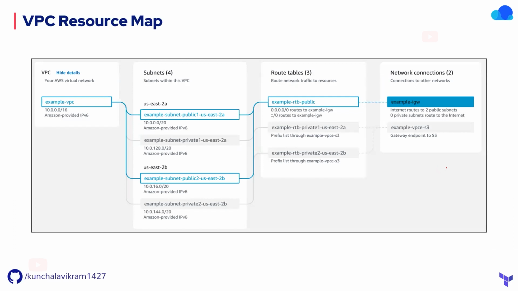Now this is the VPC resource map. This VPC resource map will show you all the resources that are connected to this VPC. If you have a VPC, you can see the CIDR range. Then you can see how many subnets that VPC has. It has 4 subnets, and you can see the subnet CIDR also. We already discussed that the main VPC will have /16 as the subnet mask, and the rest will have /20.